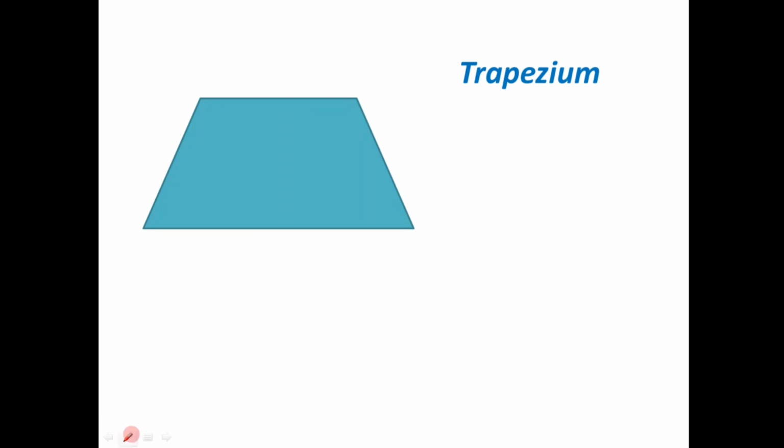Now here the difference between a parallelogram and a trapezium is that in a trapezium only one pair of opposite sides is parallel. As we can see here, suppose this is quadrilateral LMNO. In this case we can observe side LM is parallel to side ON, and the other pair, that is OL and MN, is not parallel. That's why this quadrilateral LMNO is a trapezium.